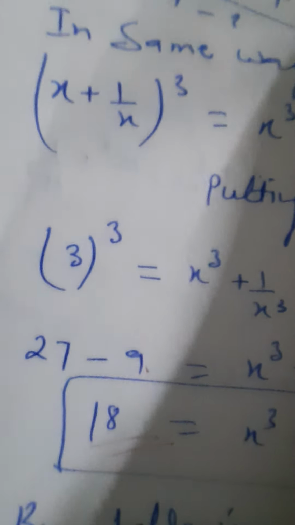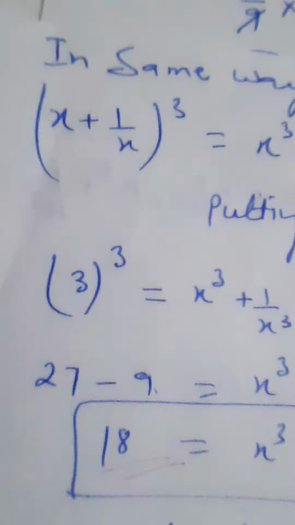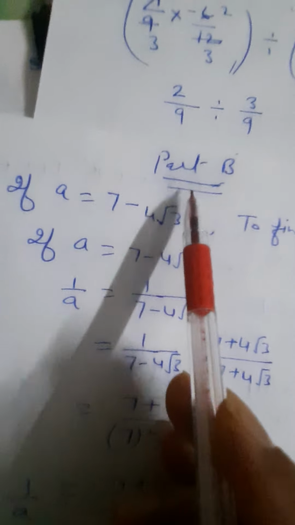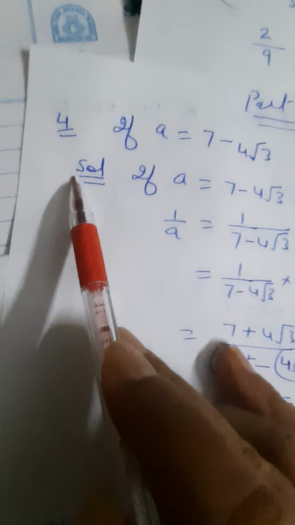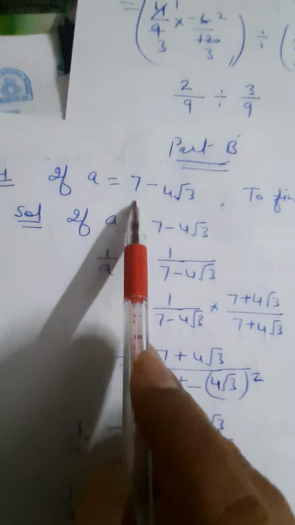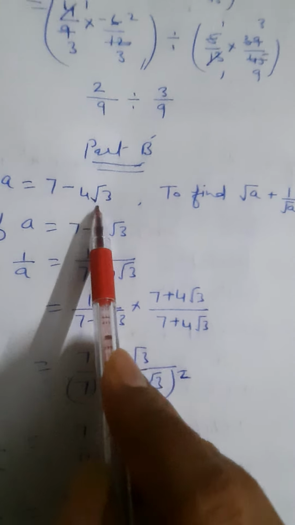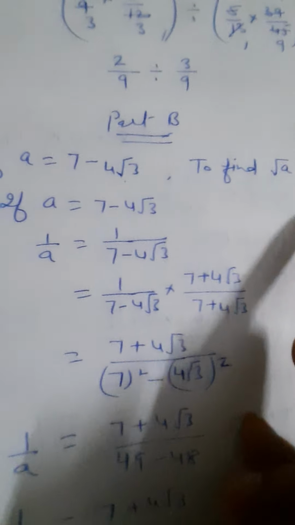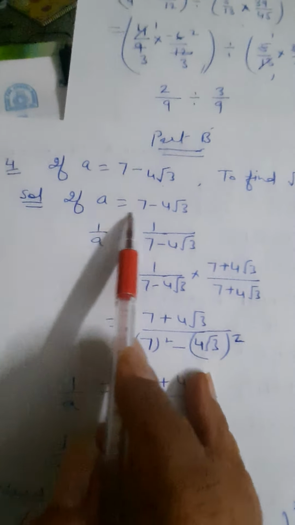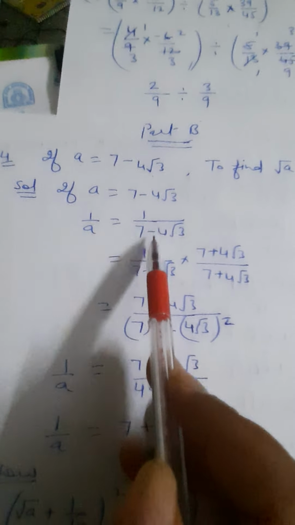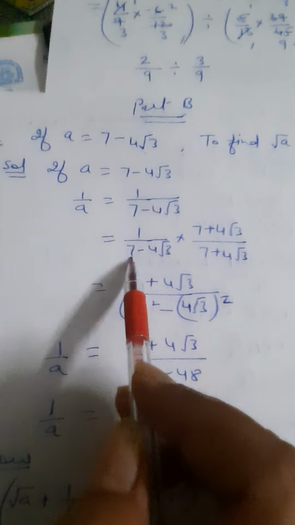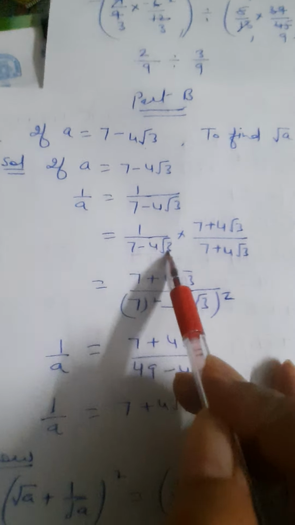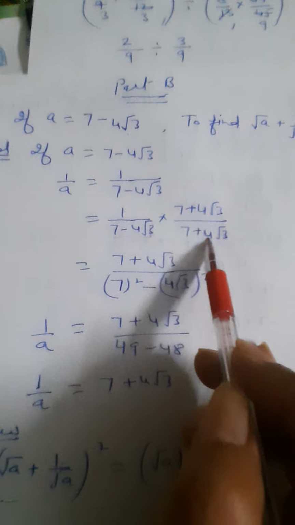Now बच्चे, next important question, very important question. In part B, question number 4, they are giving us a is 7 minus 4 root 3, and we have to find root a plus 1 by root a. Okay. If a is this, so 1 by a is reciprocal of it, and now we have in denominator our root sign, so we will do rationalization.